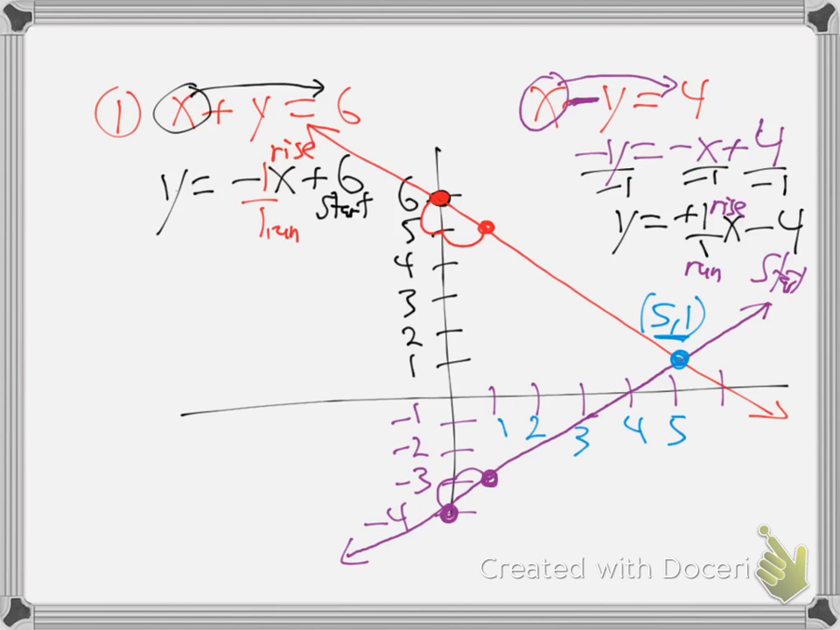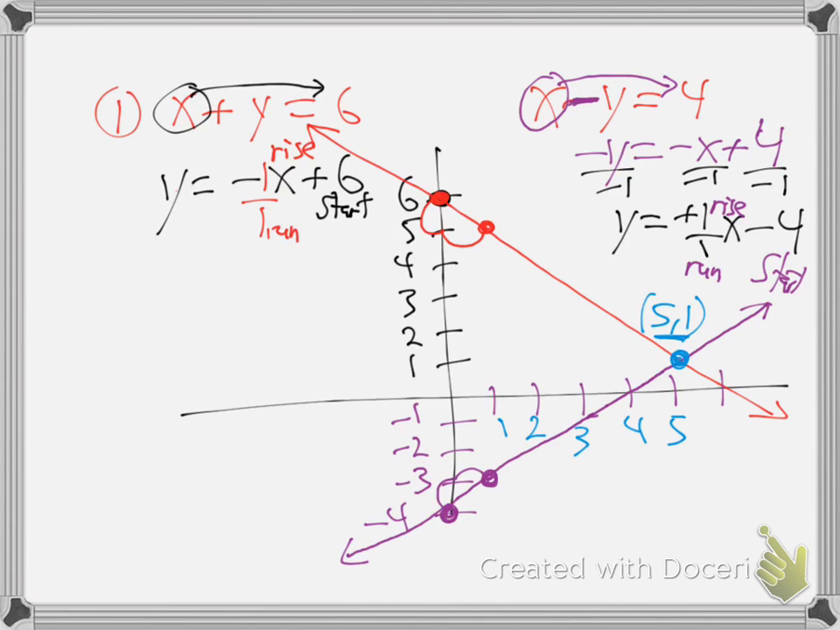So we okay there? Is that making sense what we do? So how we're going to solve two equations at the same time is we're going to graph them both and see where they intersect. That's what an answer to two equations at the same time means. It's two lines and where they hit. You with me?